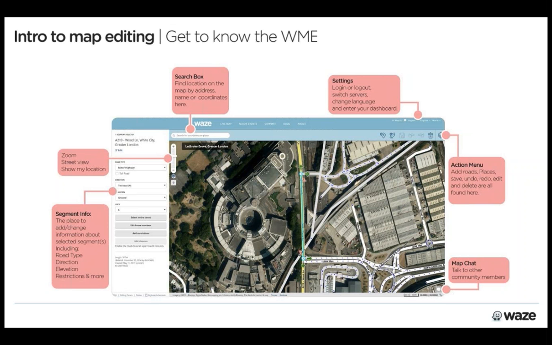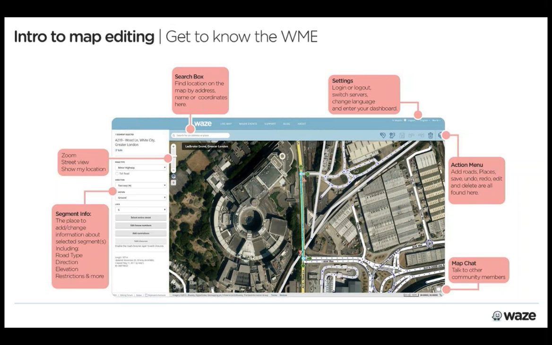Map chat is really important. As you see on the bottom right, map chat is where you can talk to local editors and find editors in your area. Because every community is different, people edit the map in very different ways. And there's a lot of rules already set out and very detailed information. So it's best to connect with your local community as soon as possible to make sure you're editing the map correctly.